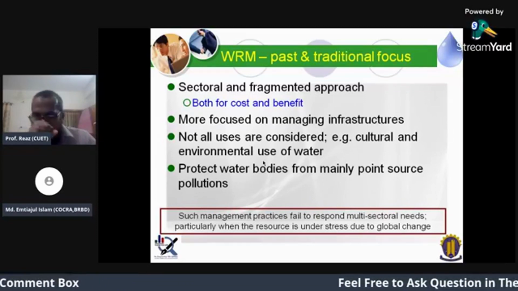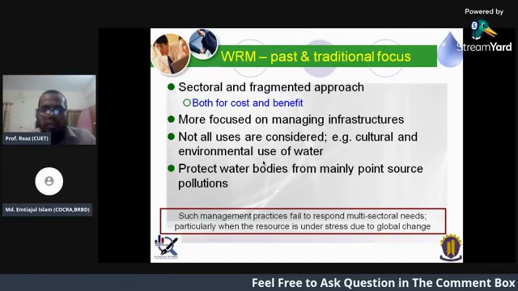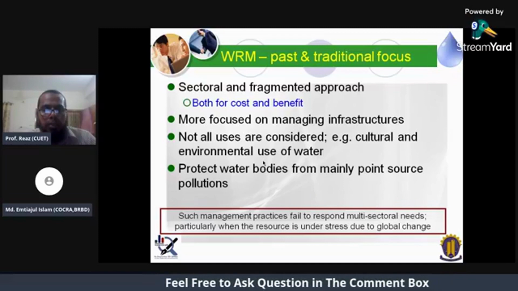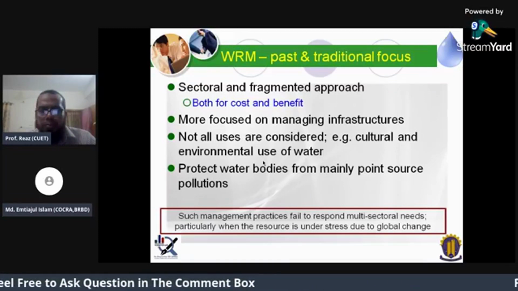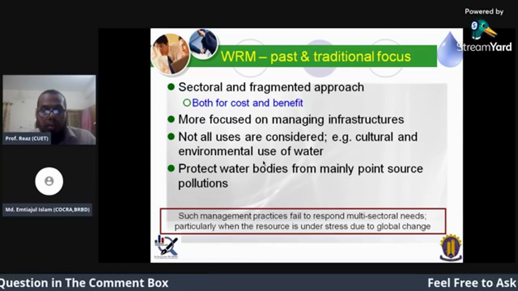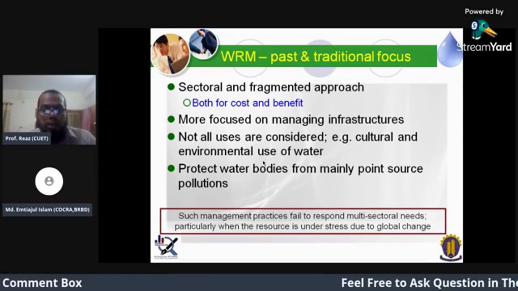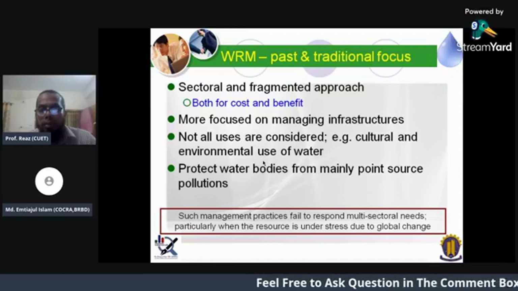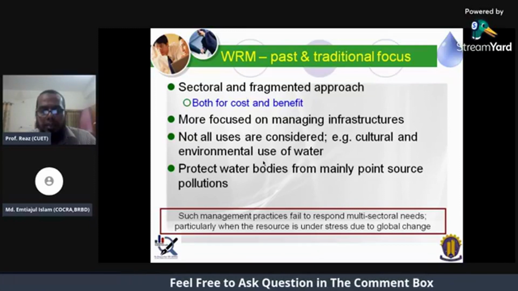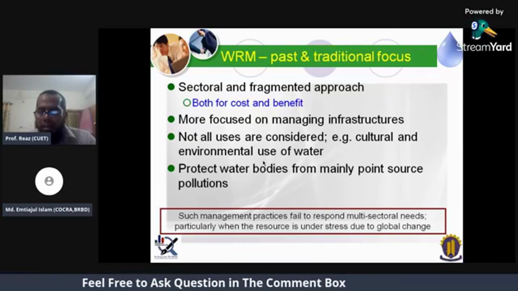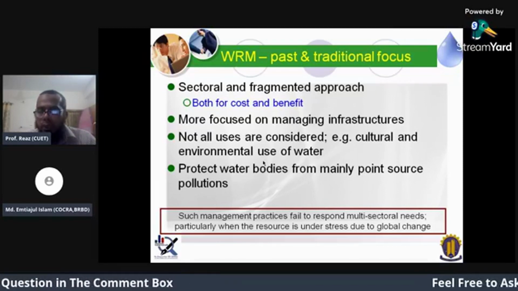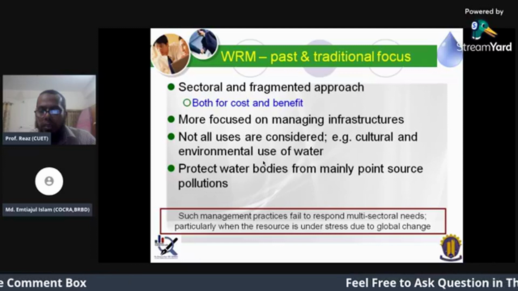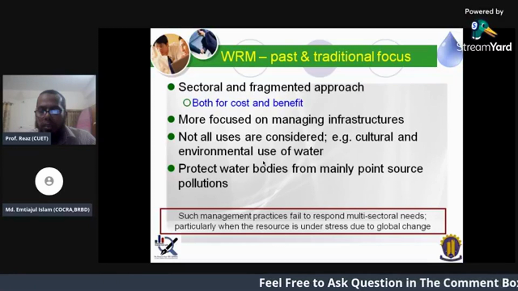Such management practices fail to respond to multi-sectoral needs, particularly when the resource is under stress due to global change. And now is the point where water resources all over the entire globe are under stress. This is a very constrained natural resource, almost everywhere in the world.